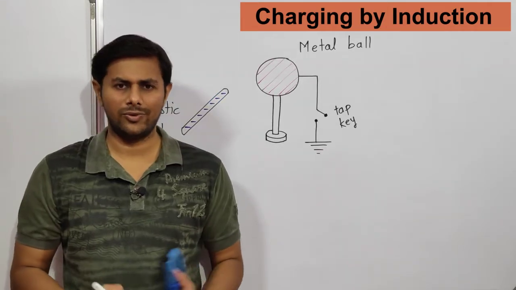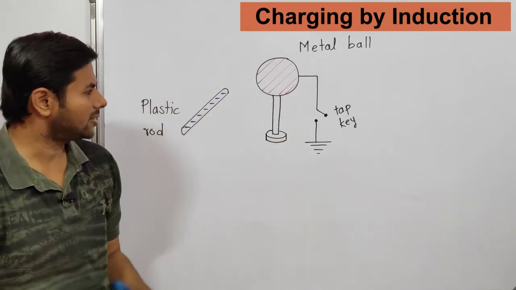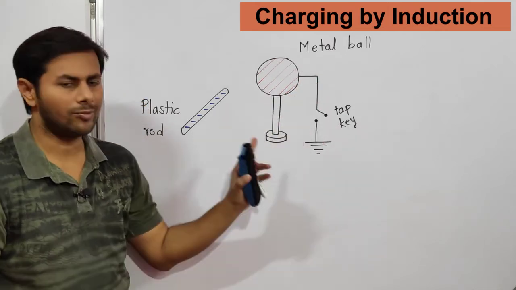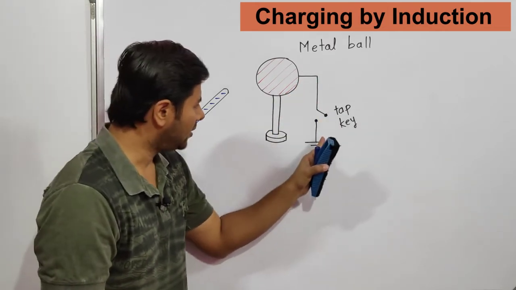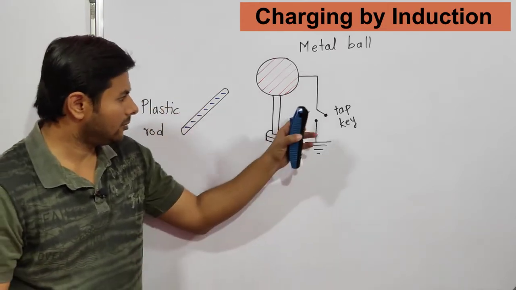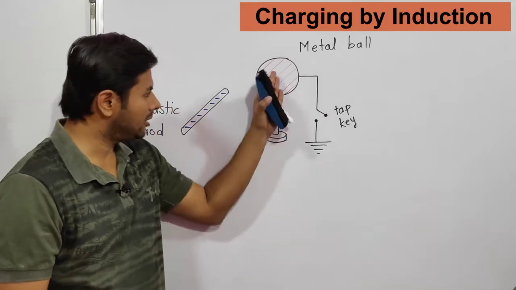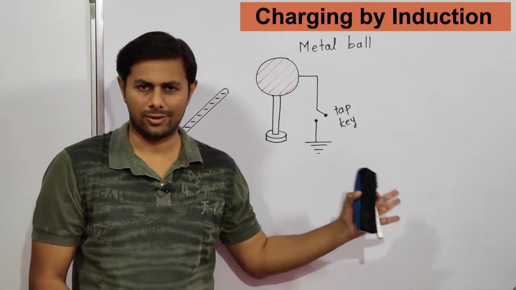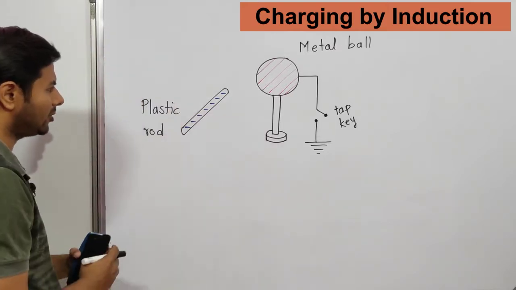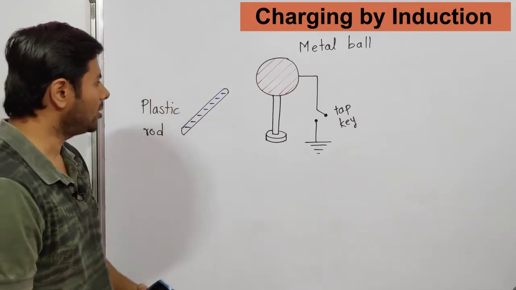Now let's suppose we have this metal ball mounted on a plastic stand, and there is this wire connected to the metal ball, and there is another wire which goes straight into the ground. And if we press this tap key, a contact is made between the metal ball and the ground. Alright? And now we bring this plastic rod which is rubbed with cat's fur close to this metal ball.